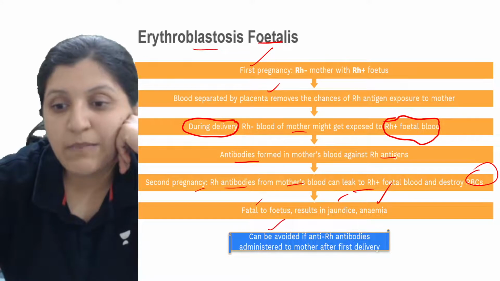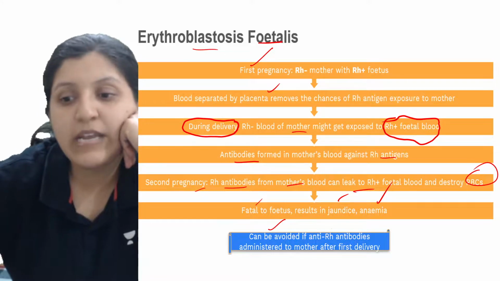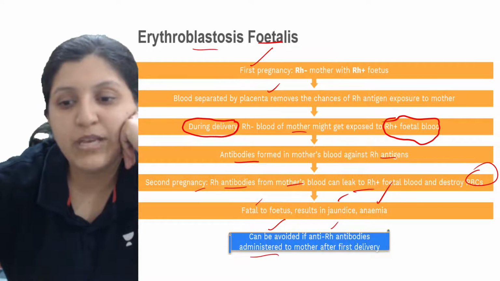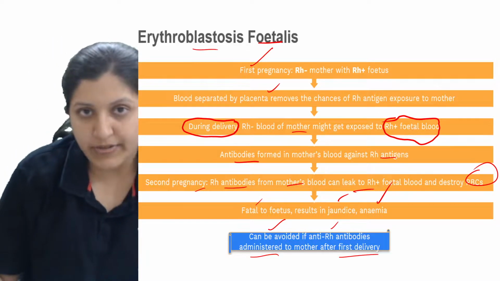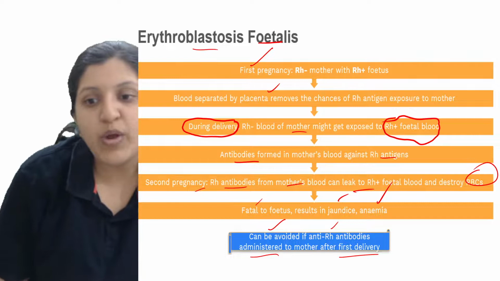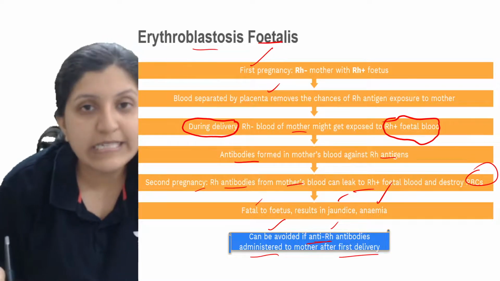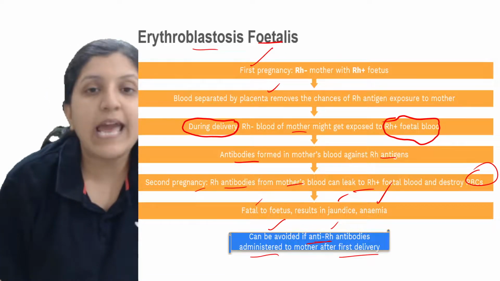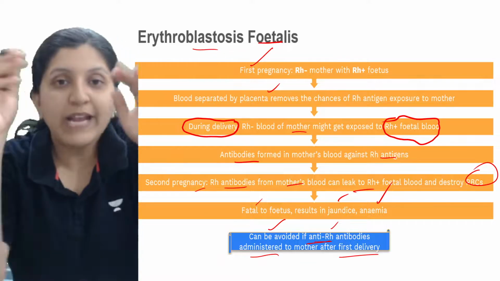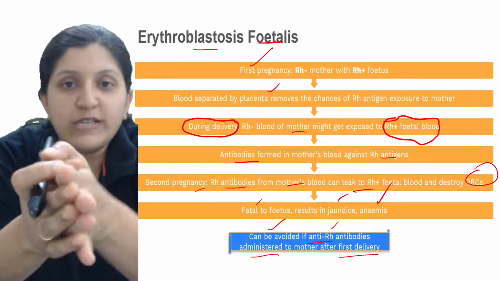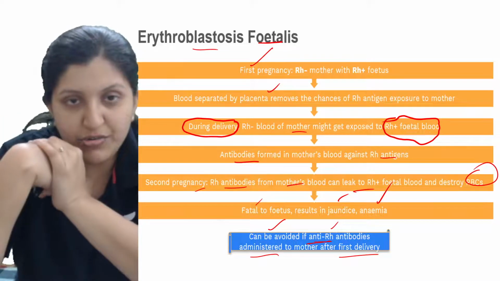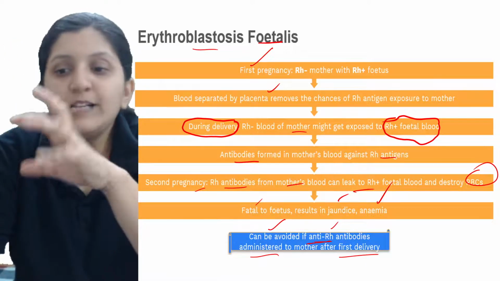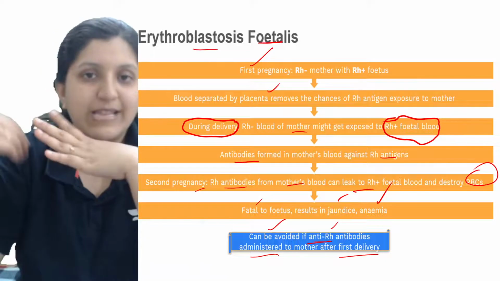This can be avoided if anti-Rh antibodies are administered to the mother, that is after the first delivery. So what are anti-Rh antibodies? There are certain antibodies which can kill these Rh antibodies that are generated, and once they are killed, the child will be safer. That is the second child.